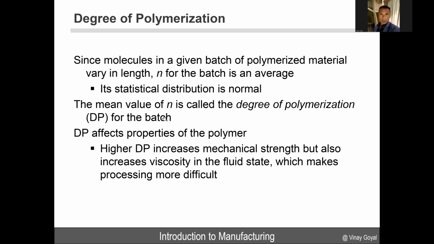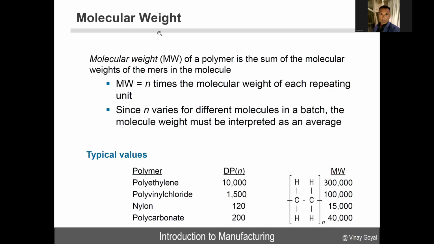dP affects the properties of the polymer. Higher dP increases the mechanical strength, but then it has the negative effect where it can increase the viscosity in the fluid state, which makes processing a lot more difficult. So if I look at the molecular weight of a polymer, it is the sum of the molecular weights of the mers in the molecule. MW is what we call molecular weight. MW is N times the molecular weight of each repeating unit. And since N varies for different molecular batches, the molecular weight must be interpreted as an average.